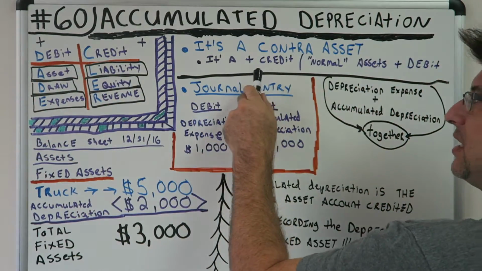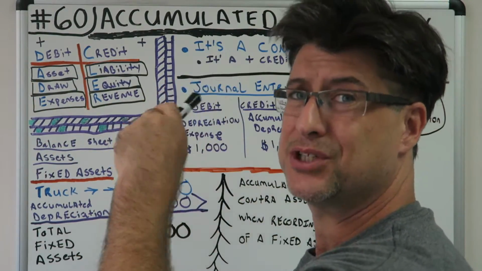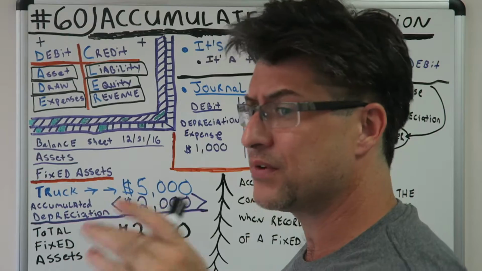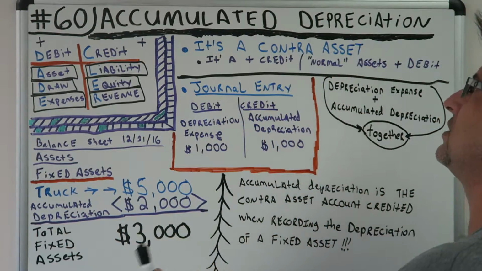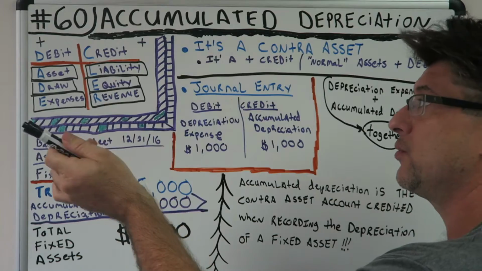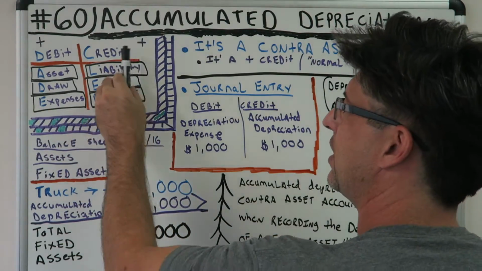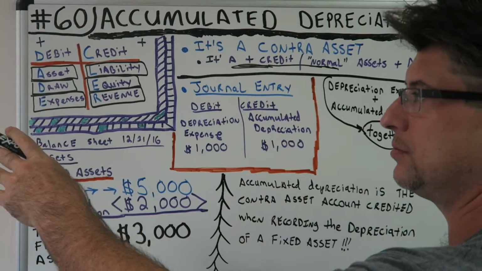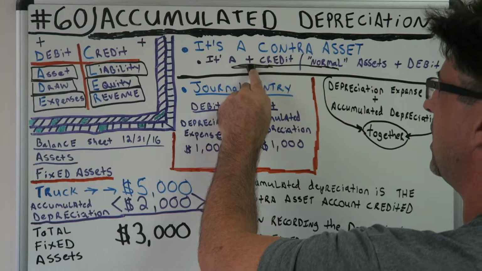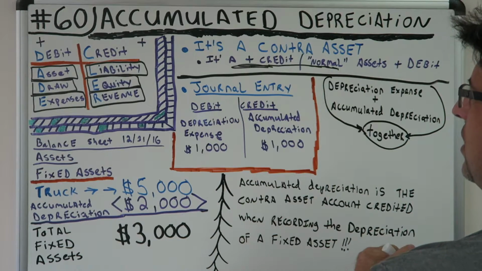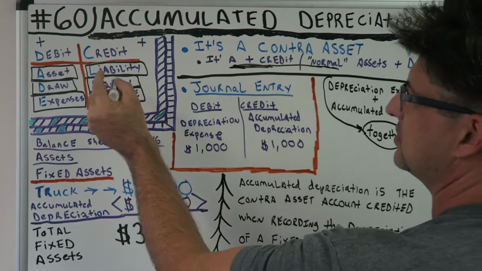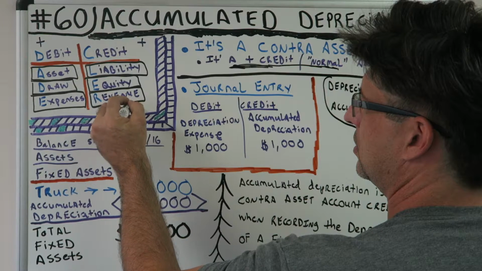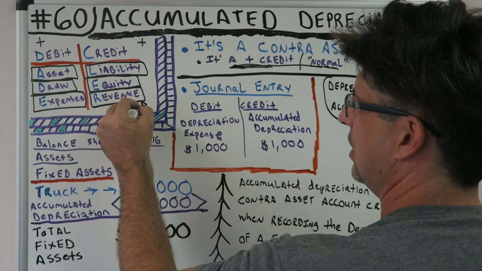Now with the contra asset, accumulated depreciation, which might be the only contra asset out there. I'm sure there are others, but it's the only one I can think of, and the most prevalent. So the contra asset, contrary to the normal ones, has a positive credit balance. It's a positive credit. See? Contra asset.